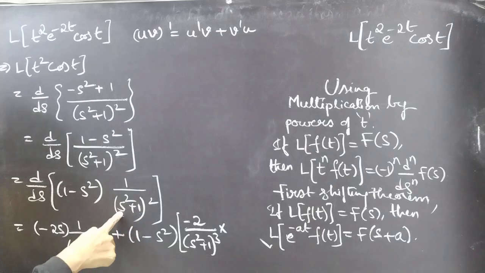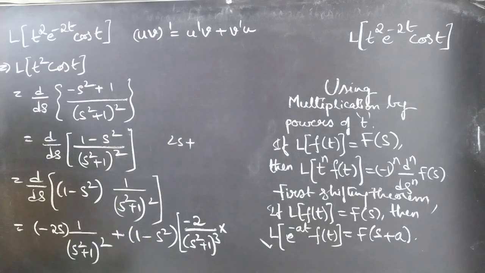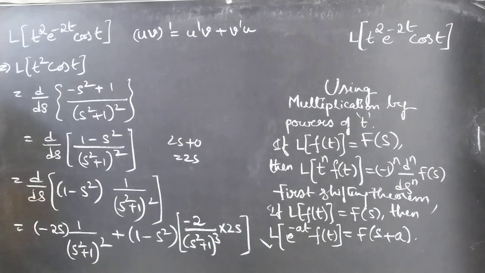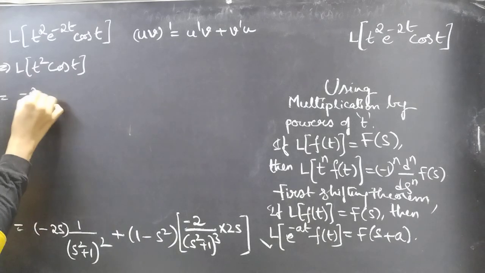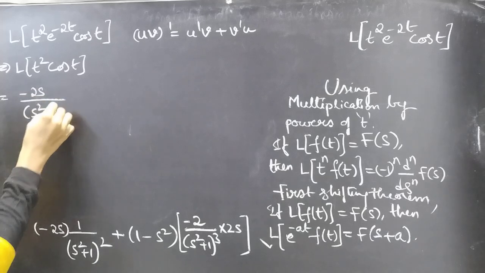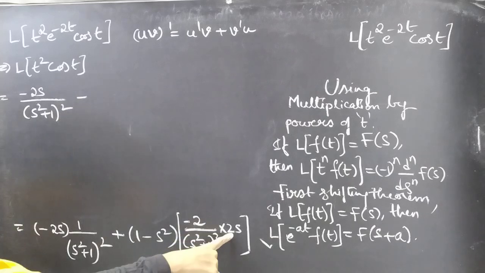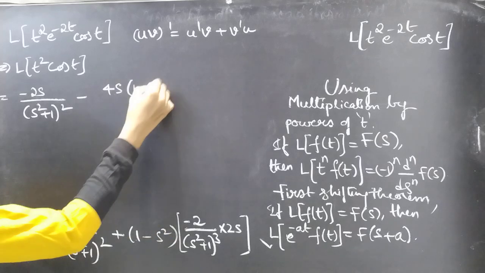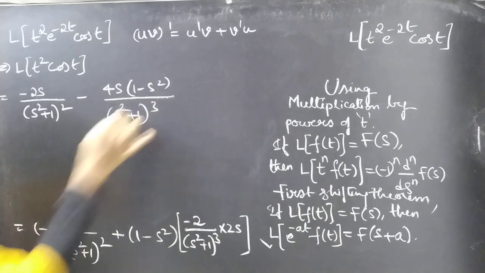The derivative of s square with respect to s is 2s, plus the derivative of 1 with respect to s is 0. So you'll get 2s. That is, the derivative of s square plus 1 is 2s. You'll get 2s here. Right? This gives us minus 2s by s square plus 1 whole square, plus, into minus 2 into 2s is 4s, into 1 minus s square by s square plus 1 whole cube.